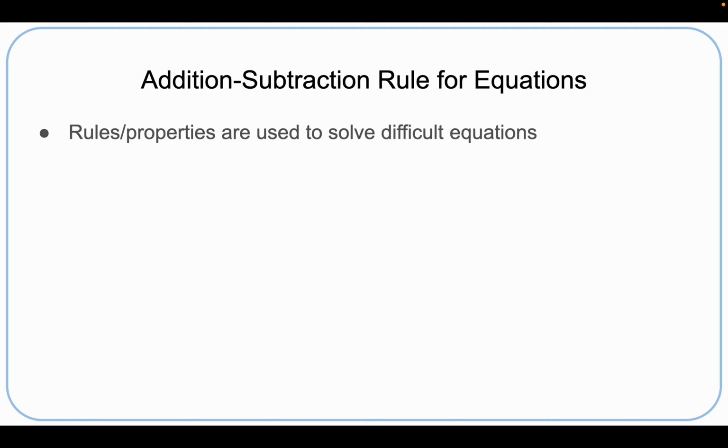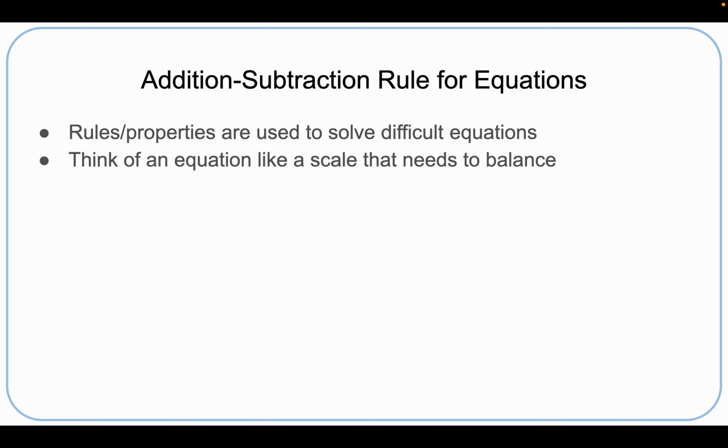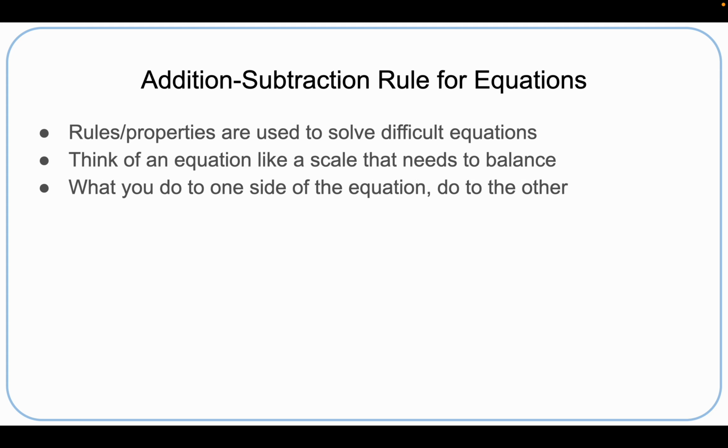So when we are solving more difficult equations, we are going to need some rules or properties to follow as we solve these more difficult problems. So the first one is the addition-subtraction rule. And we can think of an equation like a scale that needs to balance. And so what you do to one side of the equation, you're going to need to do to the other side in order to keep that balance.